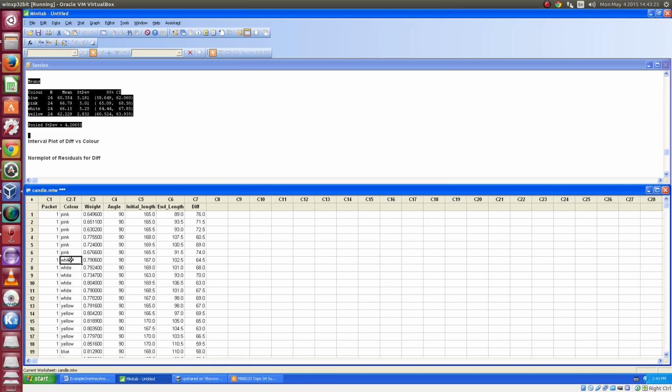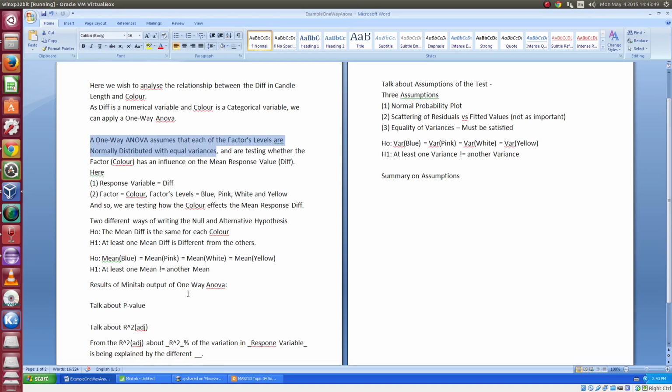The same is true for the white, the same is true for the yellow. So for each of the factor levels, remembering again that the factor is the color in this case, its levels, pink, white, yellow, etc., are normally distributed. So each of them has a normal distribution, and they each have equal variances. That's a massive assumption of this, and that's something we're going to go into later as well. So don't worry if you think that I'm just typing it up here and that's all I'm going to say of it. We're going to test that.